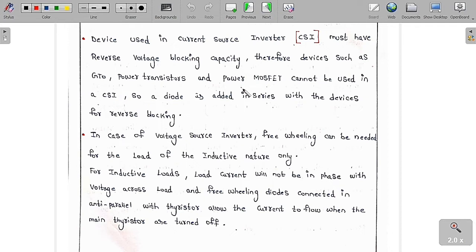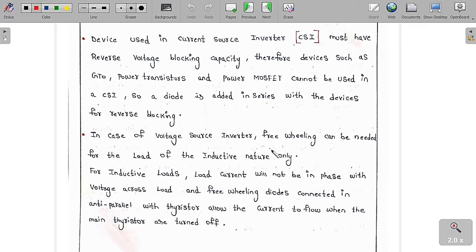Therefore, devices such as GTO, power transistors and power MOSFETs cannot be used in a CS side, because they have an anti-parallel diode. So a diode is added in series with the devices for reverse blocking. If you want to use them, you have to connect a diode in series with them. Then only we can use it for CS side.